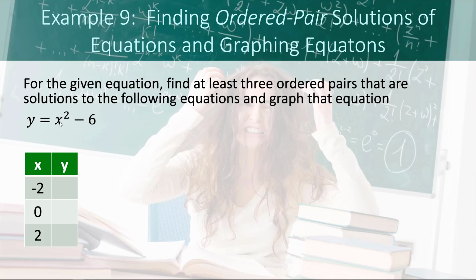And if we do, well, if x is -2, x squared is 4. 4 minus 6, well, that's -2. So we will put in -2 here. When x is 0, well, we're going to have 0 squared, which is 0 minus 6. We'll have -6. And then finally, if x is 2, x squared is 4, minus 6, we have -2. Okay, once you've done that, you're going to be asked to graph the equation in MML.